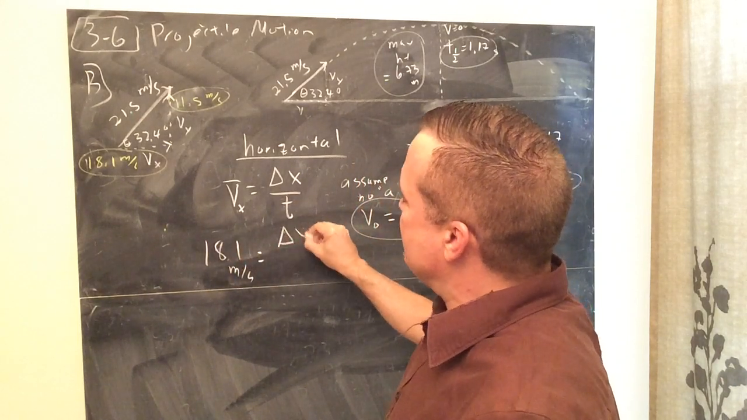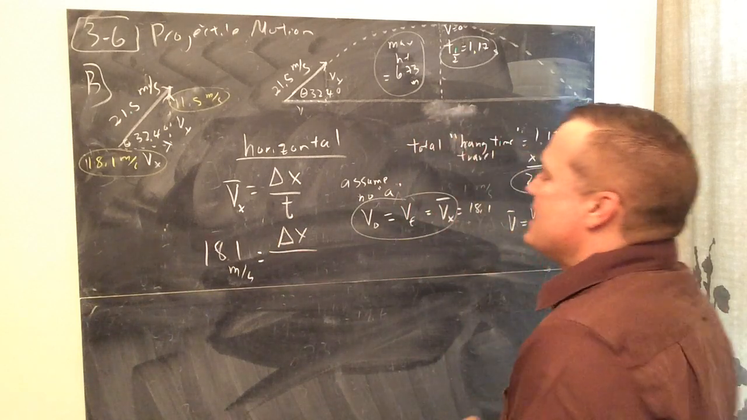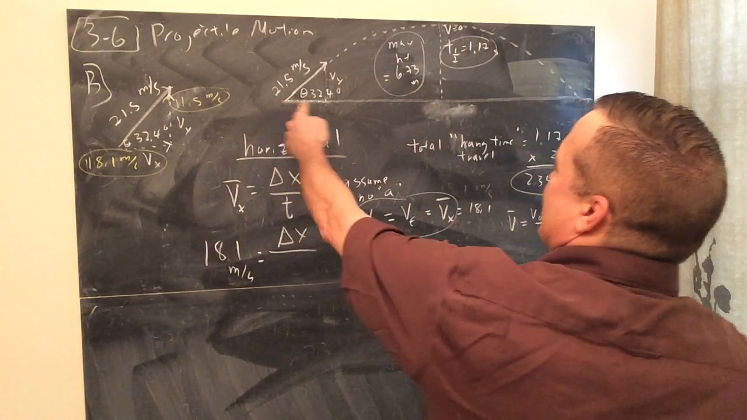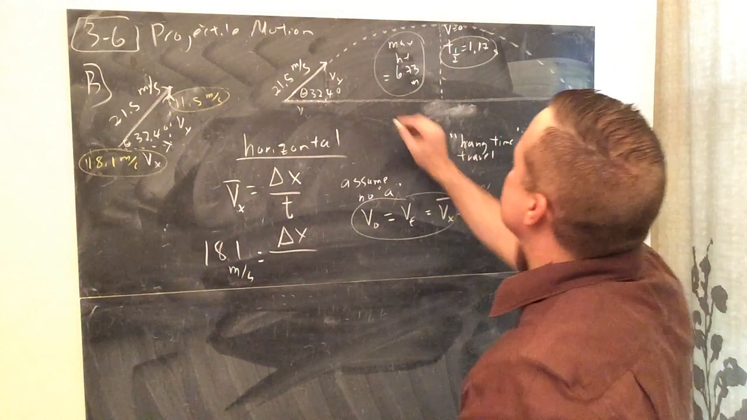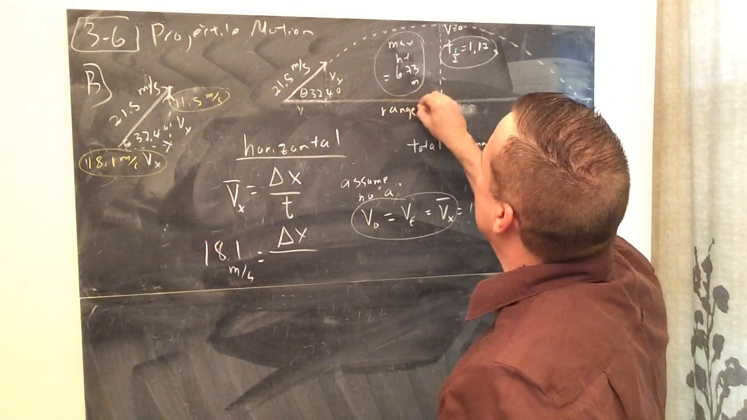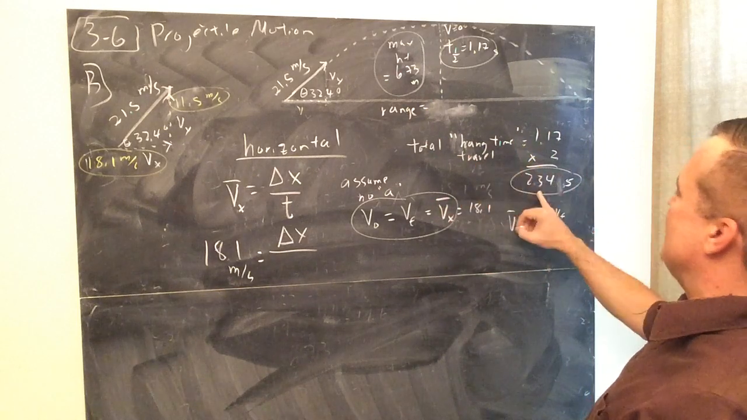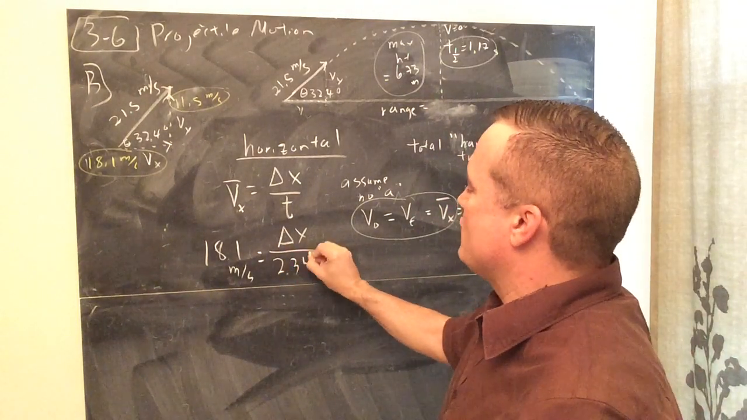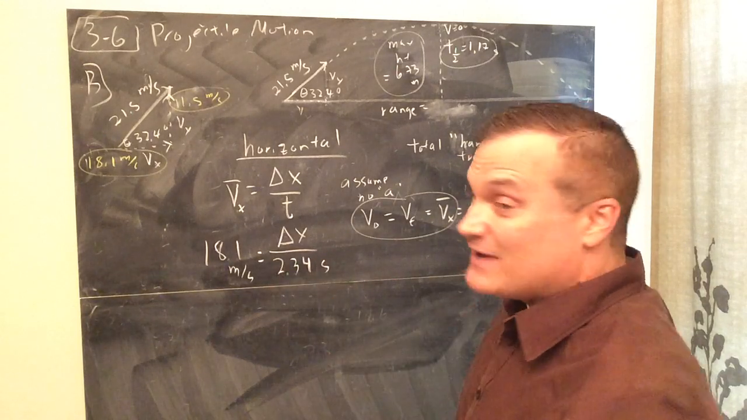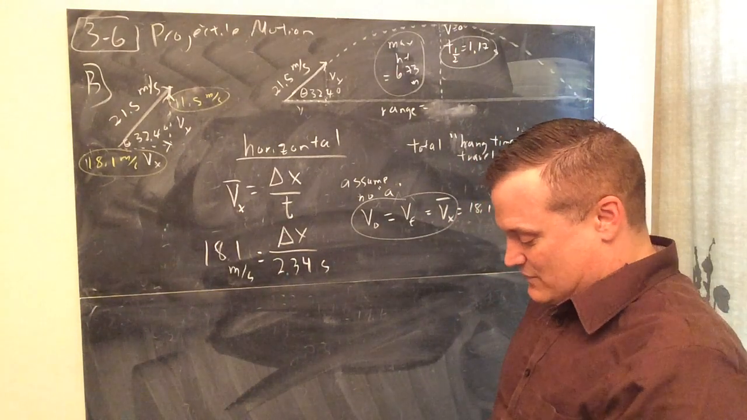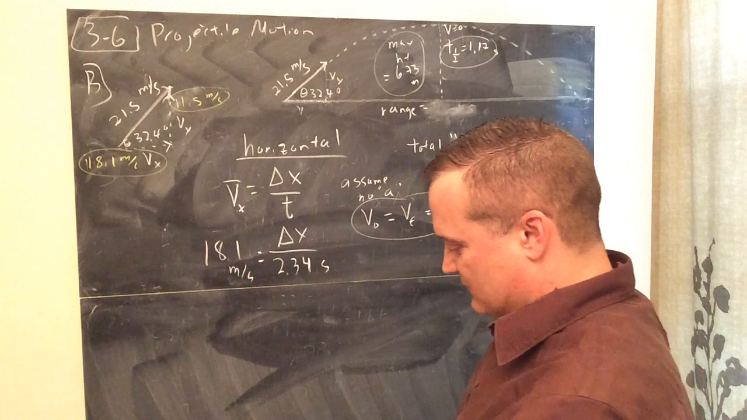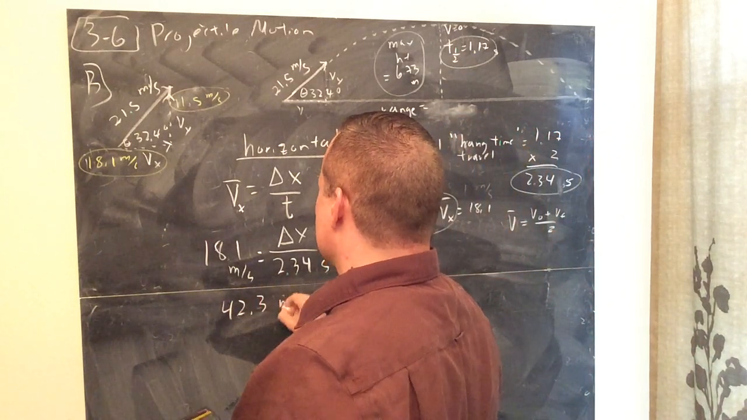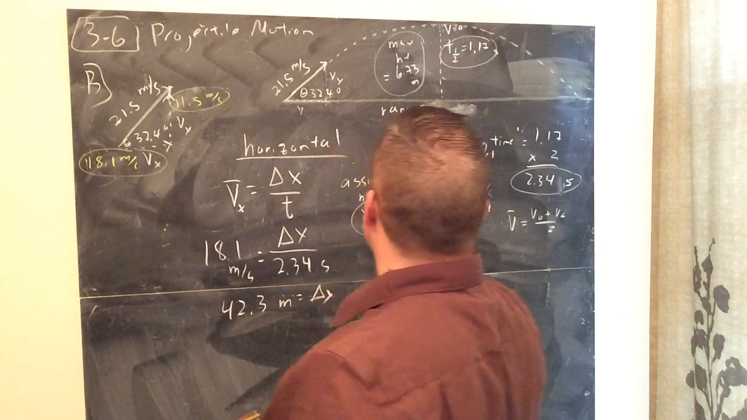The displacement is delta x, the distance. Now the time, which time will I use? If I want to know the entire range, the distance, I have to use the total hang time, 2.34 seconds. So I'm just going to multiply those and I'll be done. 18.1 times 2.34 seconds is 42.3 meters. That is the range, delta x.